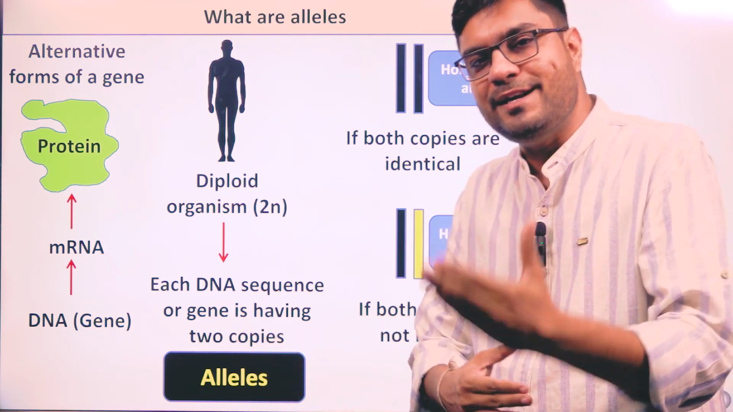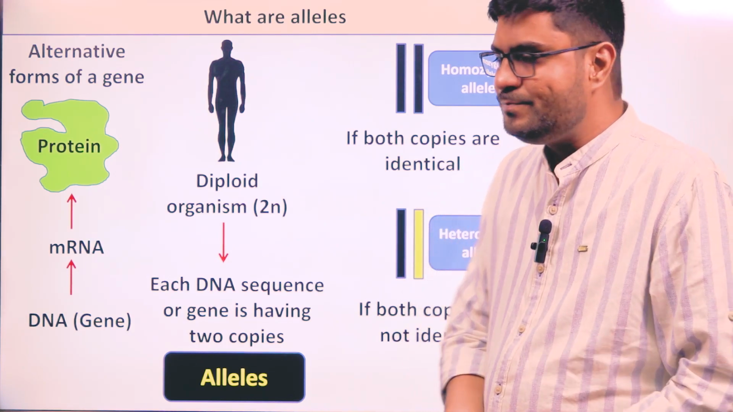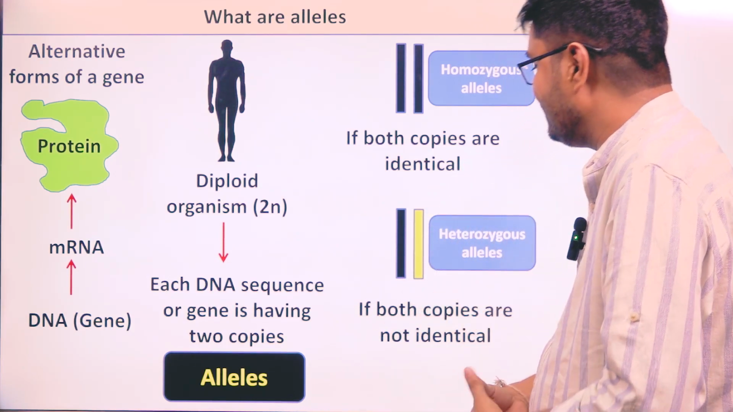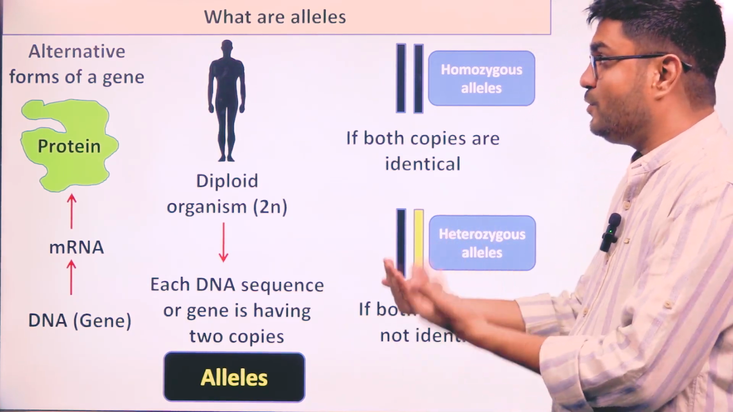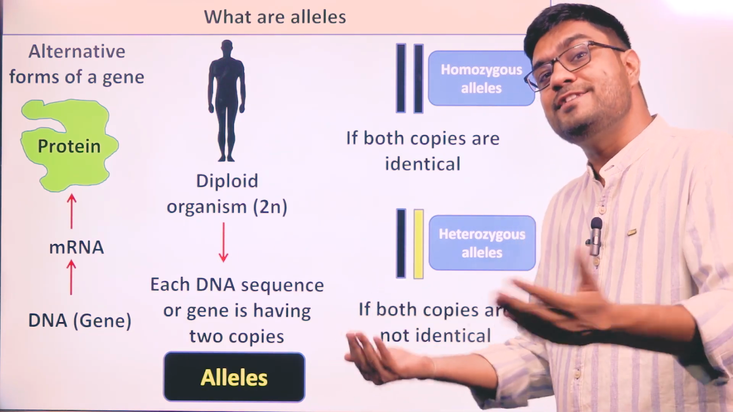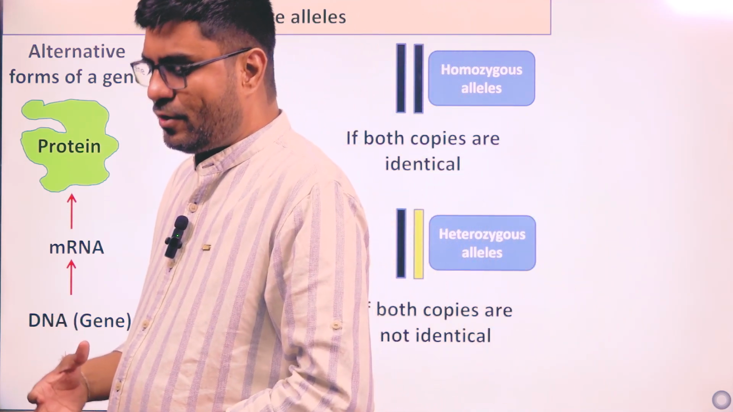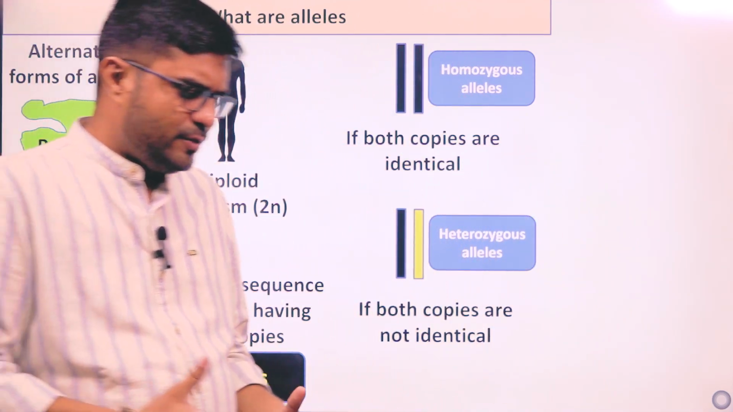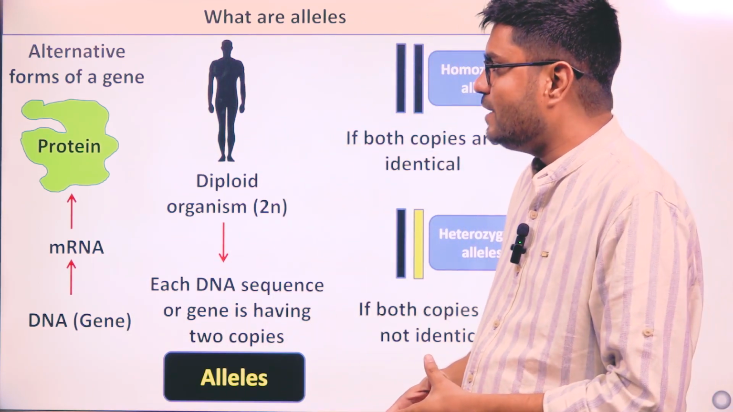If both of them are identical, then we are calling them homozygous alleles. If both of them are not identical, we are going to call them heterozygous alleles. Can more than two alleles be present for a gene? The answer is yes, but not in the same organism. In different organisms or different members of a particular population, right? In that case, they are called multiple alleles.